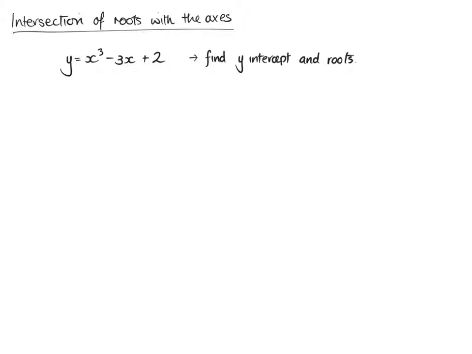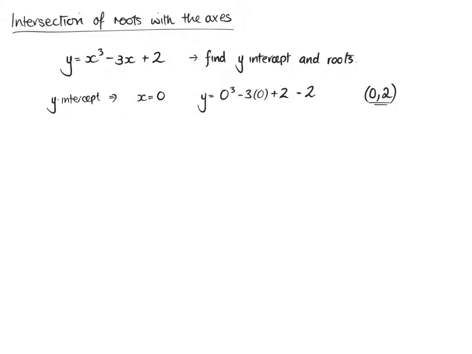The easiest bit to do first, though, is to find the y-intercept, as the y-intercept is where x equals 0. So therefore y equals 0 cubed minus 3 times 0 plus 2. So that's equal to 2. So the y-intercept is (0, 2). That's a point on our graph we could use to plot this if we wanted to.